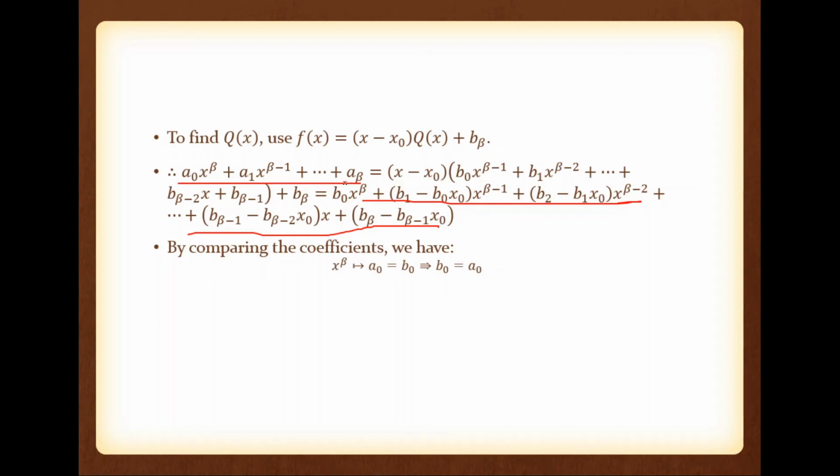Now compare the coefficient of x raised to beta minus 1. So we have a1, that is equal to b1 minus b0 x0. So a1 is equal to b1 minus b0 x0. But please note, we already have b0, it is a0. So we can replace b0 with a0. Okay, so a1 is equal to b1 minus a0 x0. So we can write b1. What is b1? b1 is equal to a1 plus b0 x0 or a0 x0.